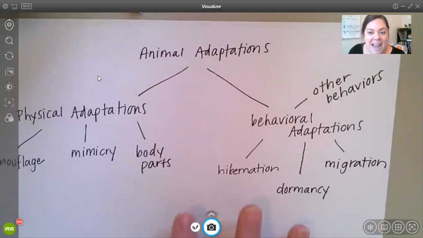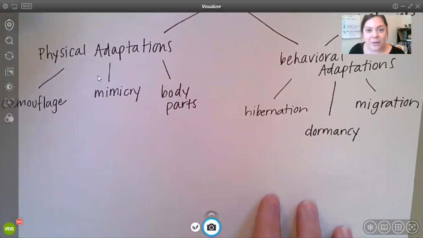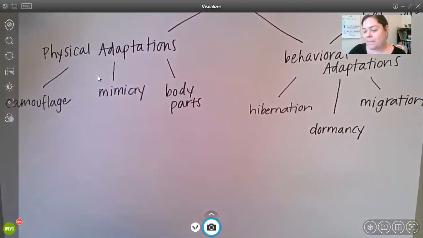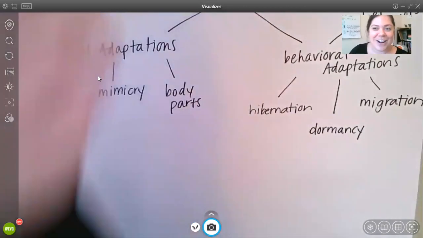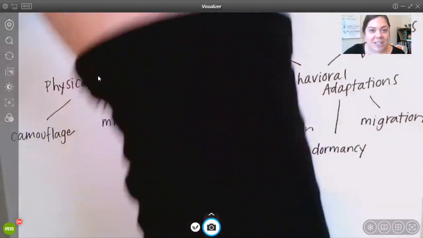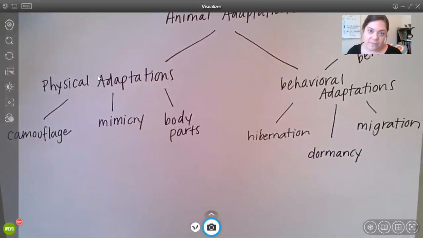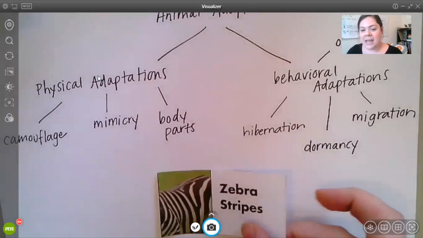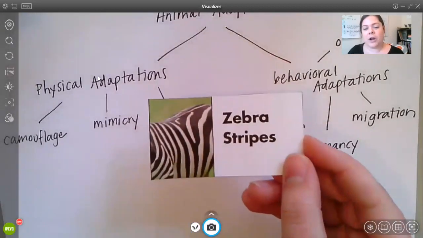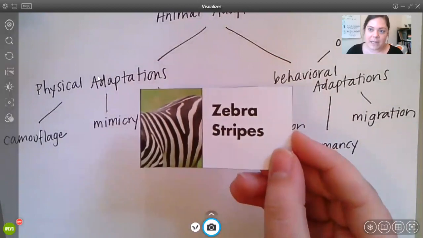Before we wrap up today, I'd love to do a little sort with you all. I'll model a few examples and then see if you can jump in with some ideas before I lay the cards down. All right, our first example, we're going to decide if this is a physical adaptation or a behavioral adaptation. Zebra stripes. Are the stripes on a zebra a physical adaptation or a behavioral adaptation?